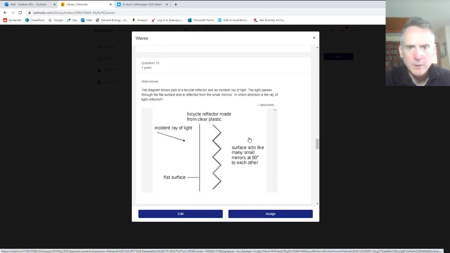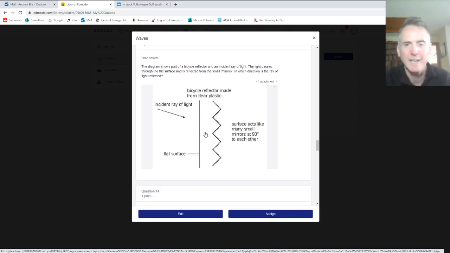The diagram shows a bicycle reflector. It's a retro reflector. In which direction is the ray of light reflected? Where it comes in, it hits and bounces back parallel to the incident ray. So same as the incident ray, we're going to mark ideally parallel to.